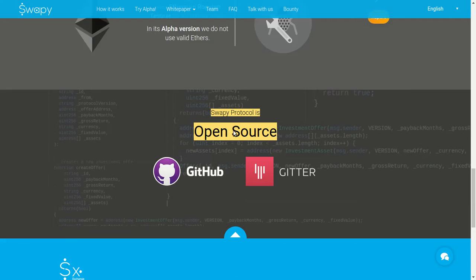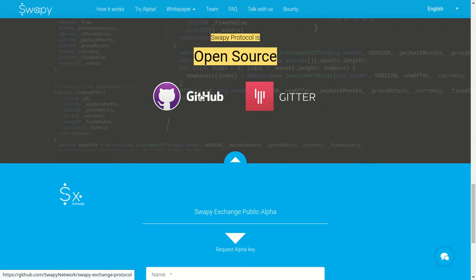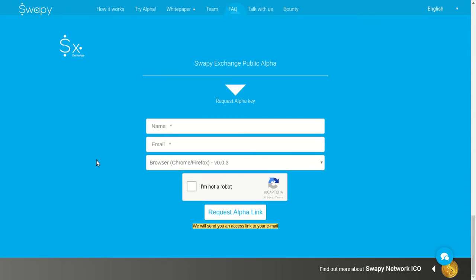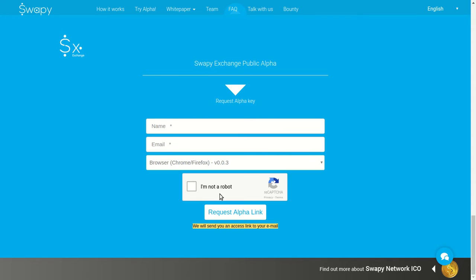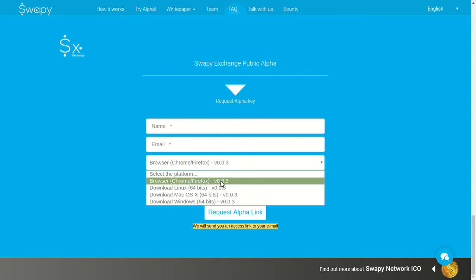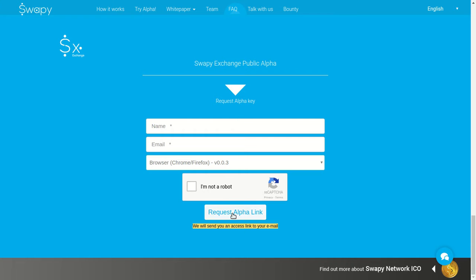Swapy protocol is open source and available on GitHub and Gitter. You can request an alpha key to test the Swapy Exchange. You will write your name and email and select your platform, Windows, macOS, Linux, or browser versions, Chrome and Firefox. I requested an alpha key for Chrome and we will now test it.